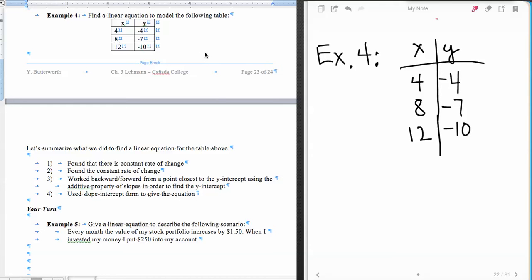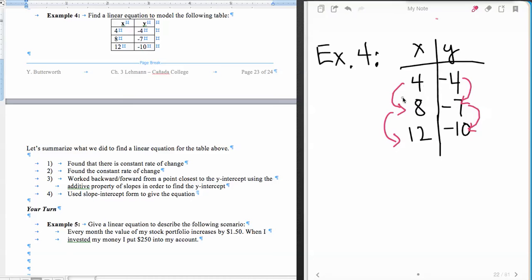Okay, continuing section 3.5, we're going to create a linear model from a table of values where the y-intercept isn't actually given to us, but we're going to use that additive property of the slope in order for us to get there. So the first thing that I'm going to do is find the constant rates of change from here to here and here to here. If there wasn't a constant rate of change, you know that it wouldn't be linear. So I'm just going to verify that in each and every case.